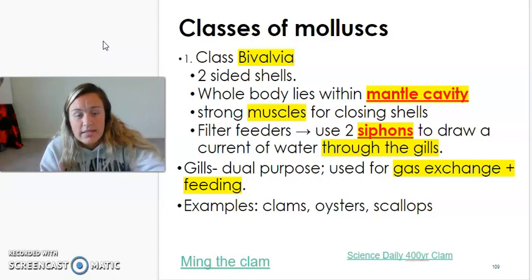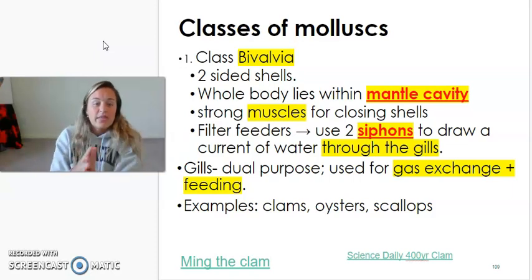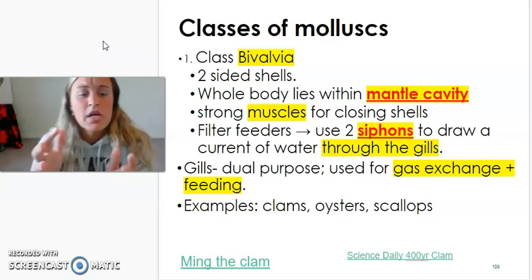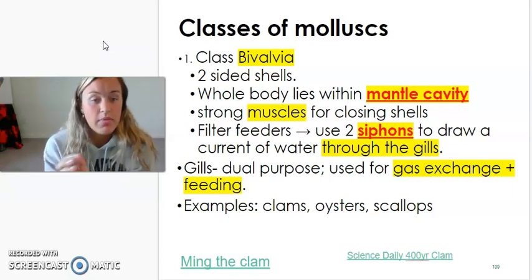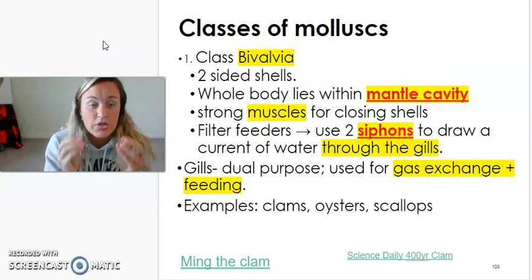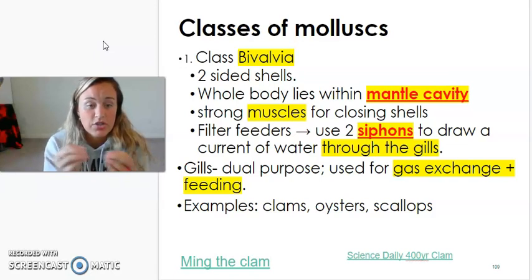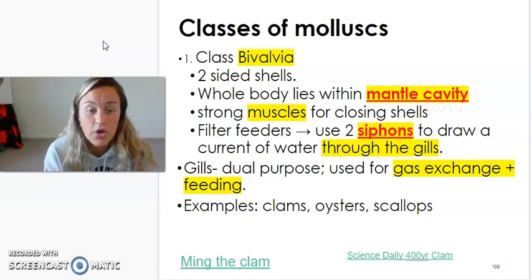So these would be things like your clams, your oysters, your scallops, and this entire body is going to lie within the mantle cavity. So if you take a clam and you open it up, it's got a thin layer of tissue that sits on the inside of the shell. And that's what that mantle is. That is what's secreting the shell itself. All right, so it does have these super strong muscles, these anterior and posterior adductor muscles, and that's what's going to help to close that shell and keep predators out.